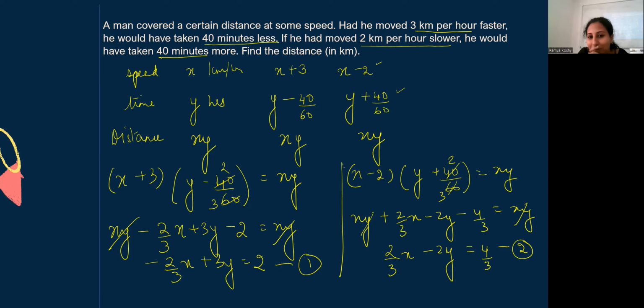Ma'am, I wanted to ask why you have taken it as 40 upon 60. Because it is 40 minutes, but they're asking distance in kilometers, and look over here, speed is in kilometers per hour. So I have to convert the minutes to hours. Okay, ma'am. And then you can solve this.